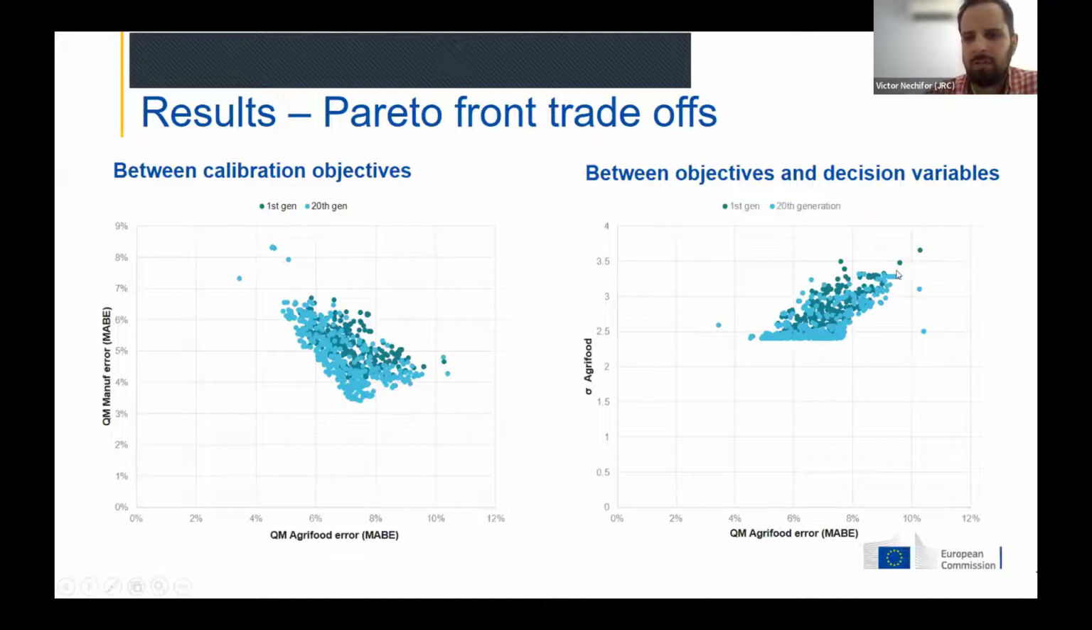On the right side, we have an example of how sigma, the Armington elasticity for agri-food, can influence the error for the agri-food imports. Because we had a lower value of 2.4 for our sigma, we see that the MOA already gets to the lower bound, which would inform us that we may need to increase the space where the MOA can look. But we see already that there are some differences between the first iteration and the 20th generation, which goes along with the improvement of the Pareto front that the MOA is aiming to improve.